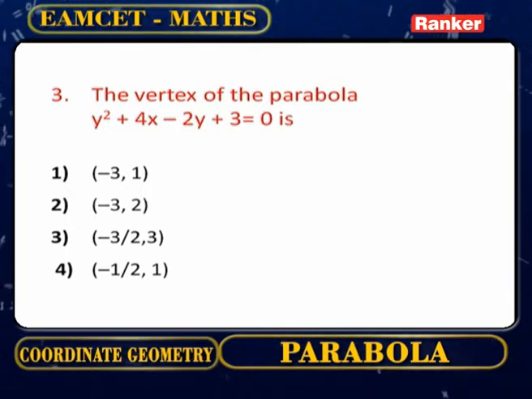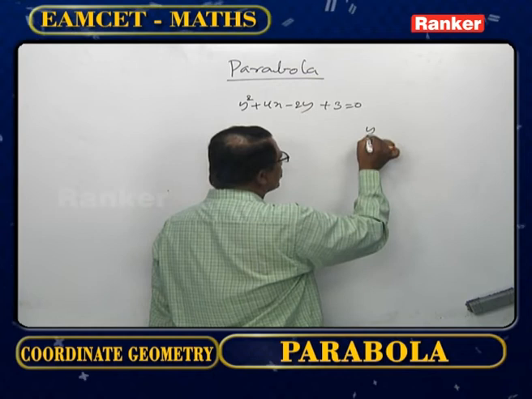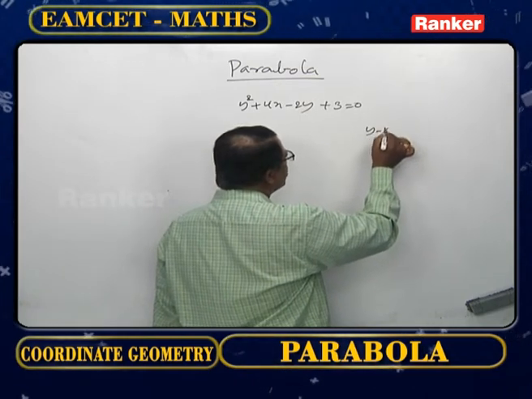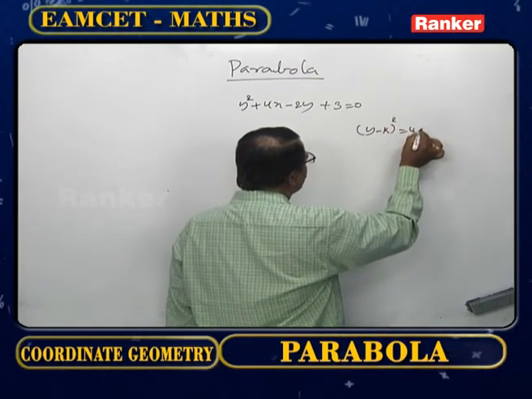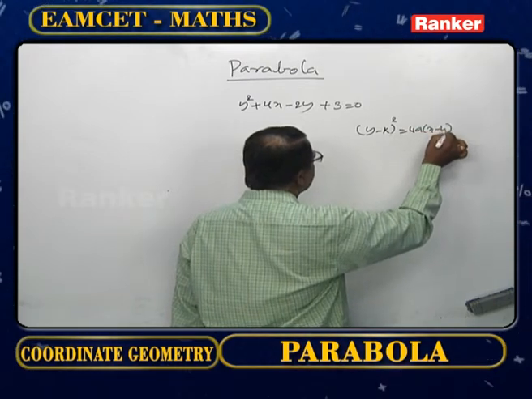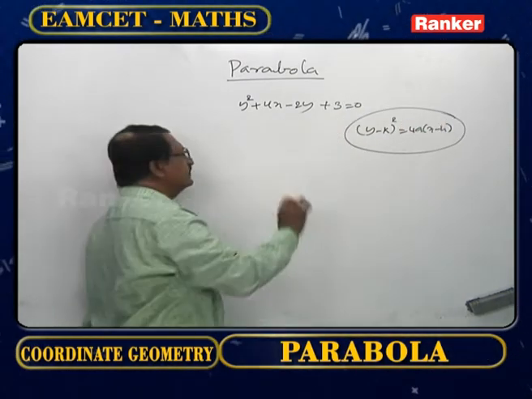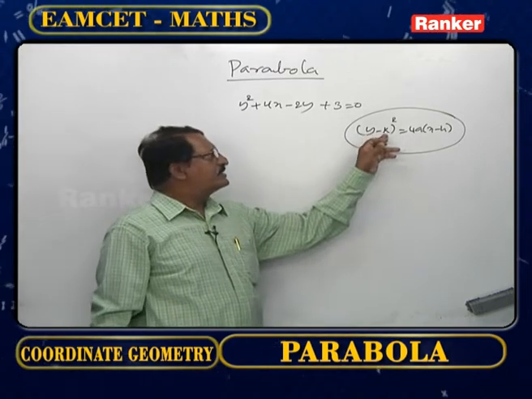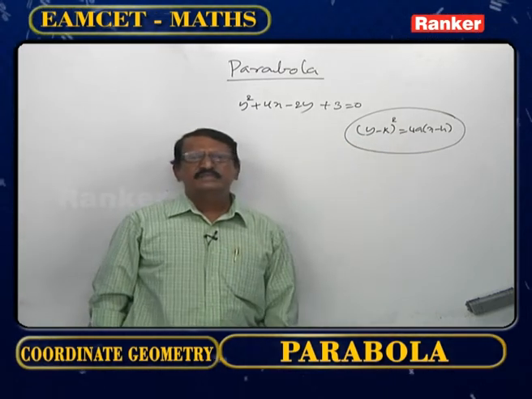The vertex of the parabola y square plus 4x minus 2y plus 3 equals to 0. Now actually the procedure is: the given equation is converted in the form of (y minus k) whole square equals to 4a into (x minus h).